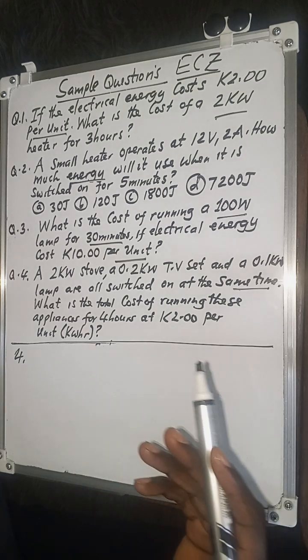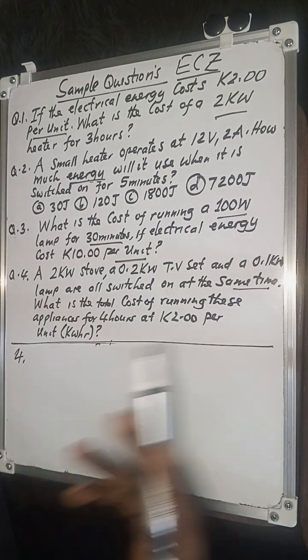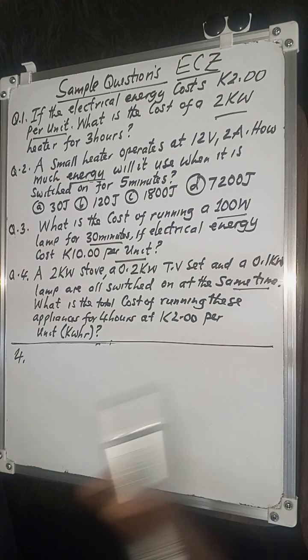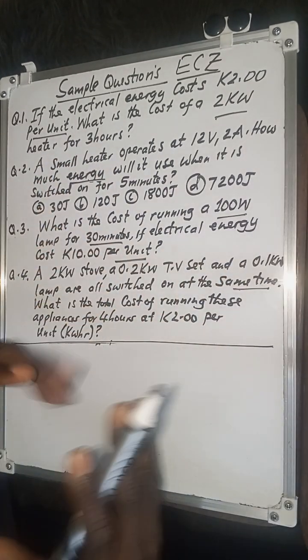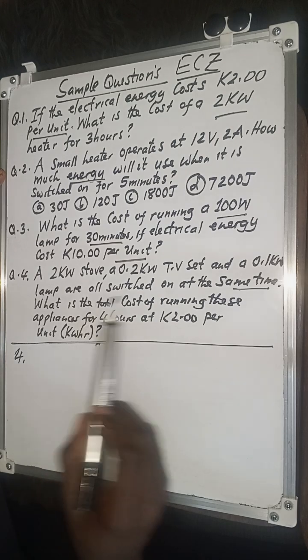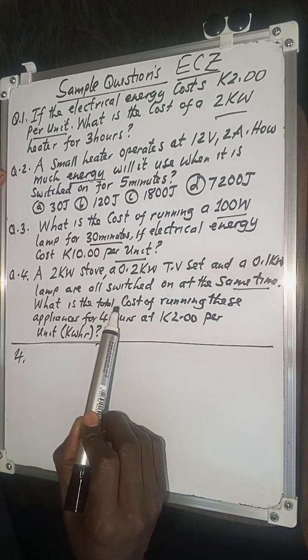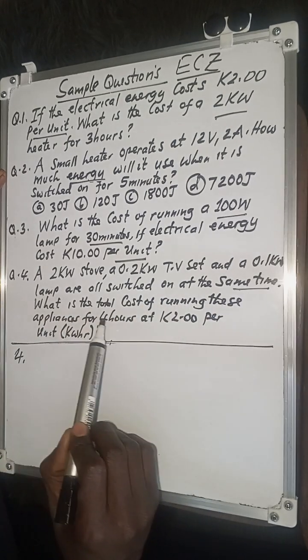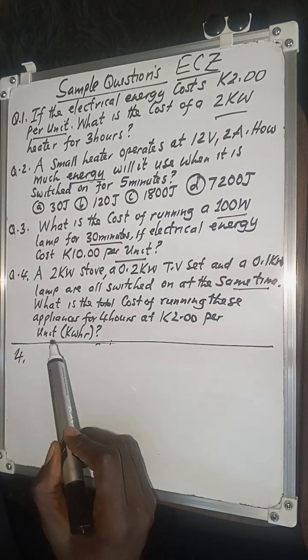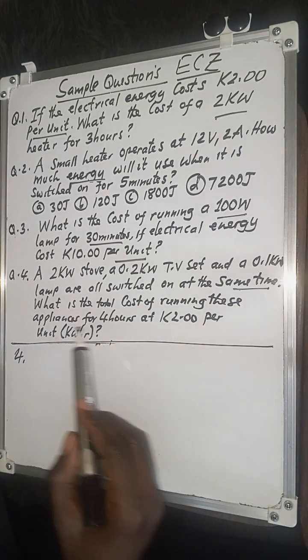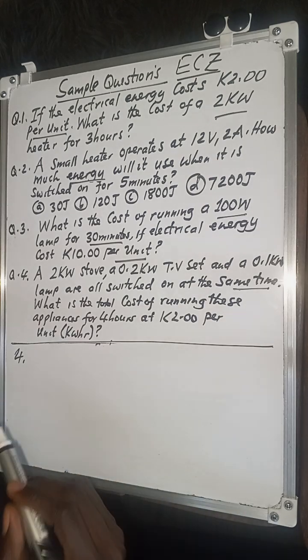But sometimes in some questions, they will not tell you that they are switched on at the same time. They can give you different times. So meaning you have to calculate the electrical energy for each appliance that you have. The question says, what is the total cost of running these appliances for 4 hours at 2 kwacha per unit? Since they are all run at the same time, it becomes very easy.